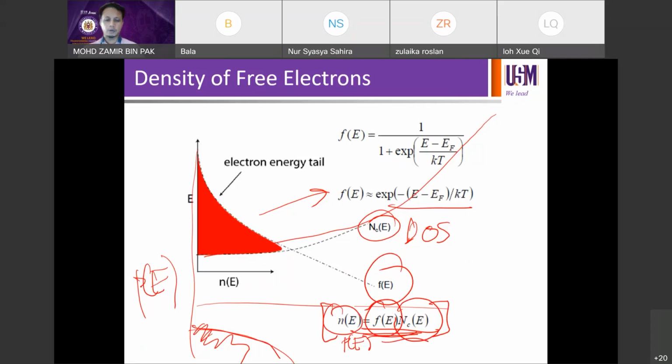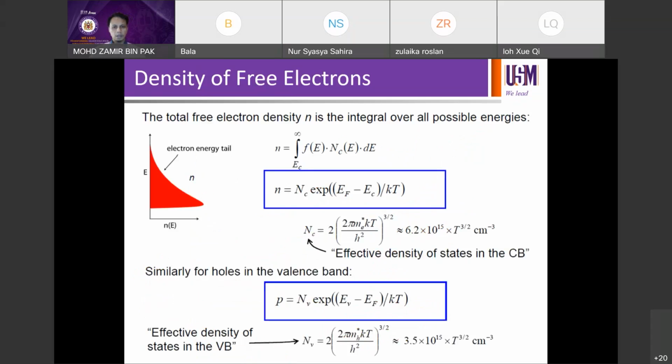Okay, if you want to remember the equation, just remember it for electrons, then you can just invert and do the opposite for holes. It's just 1 minus F(E), and the density of states becomes N_V(E) instead of N_C(E). Right. So the same thing still.